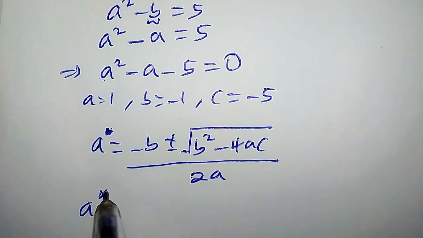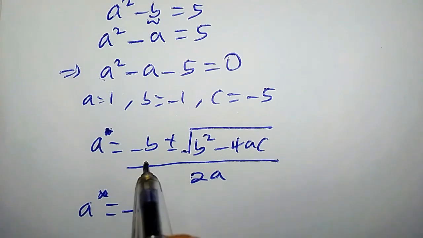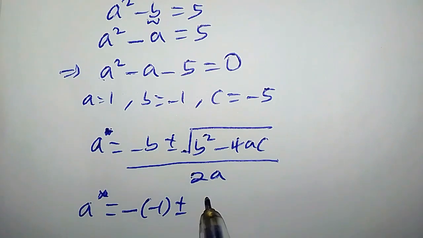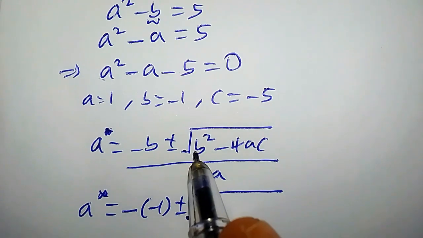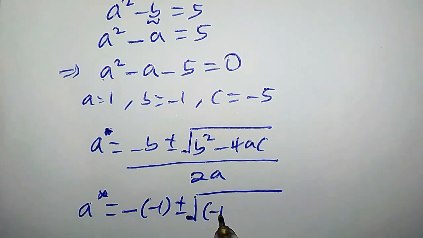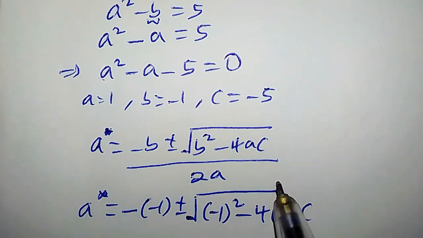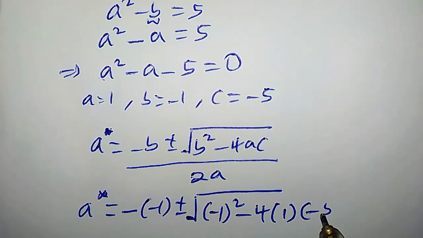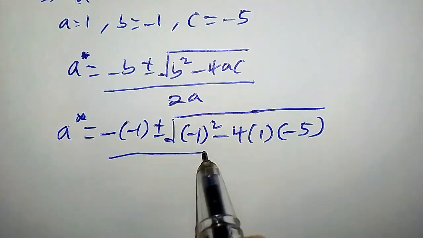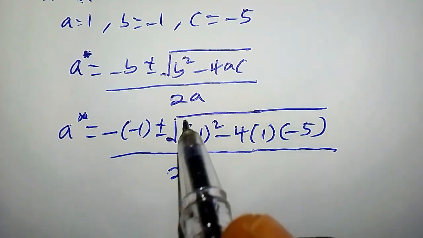So we have a star equal to minus, what is b? b is minus 1, plus or minus square root of, what is b? b is minus 1. We have minus 1 squared, minus 4 times, what is a? a is 1, times, what is c? c is minus 5, all over 2 times, what is a?